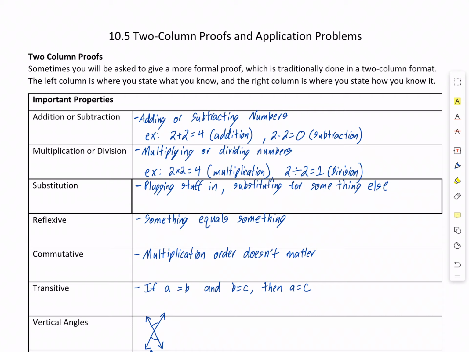Okay, last lesson of this unit, we're going to be looking at two-column proofs. Yes, I know, proofs, they're not very fun. I don't like them either, but we're going to make them pretty simple. And then looking at some application problems.